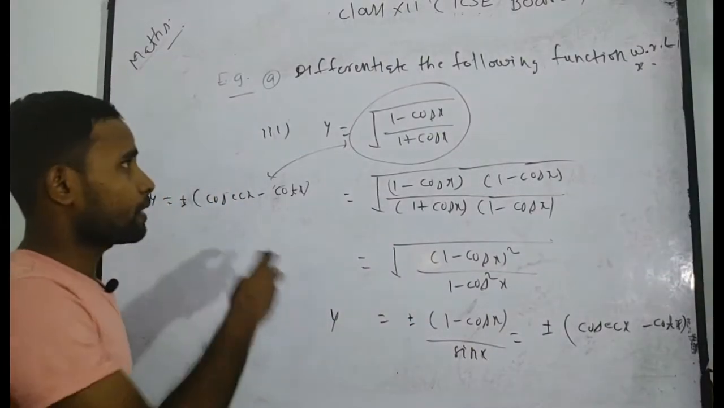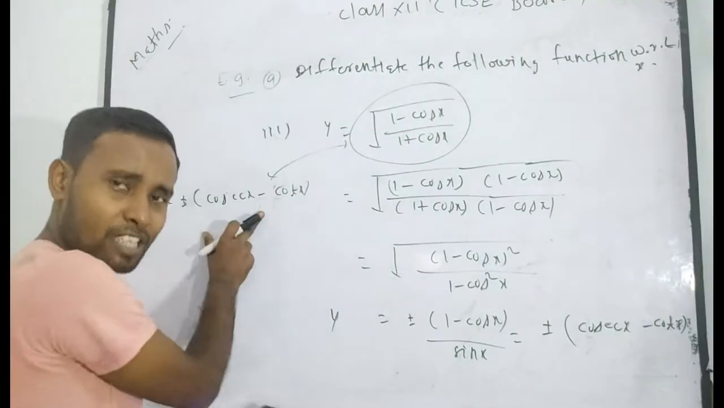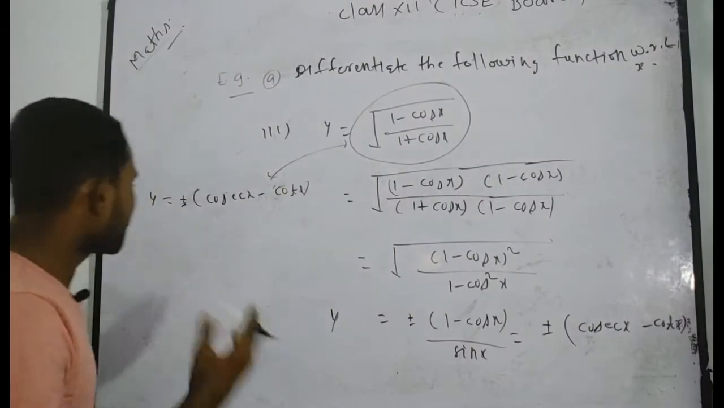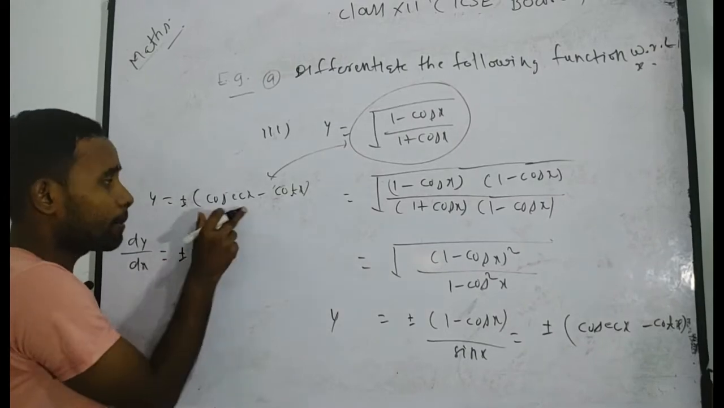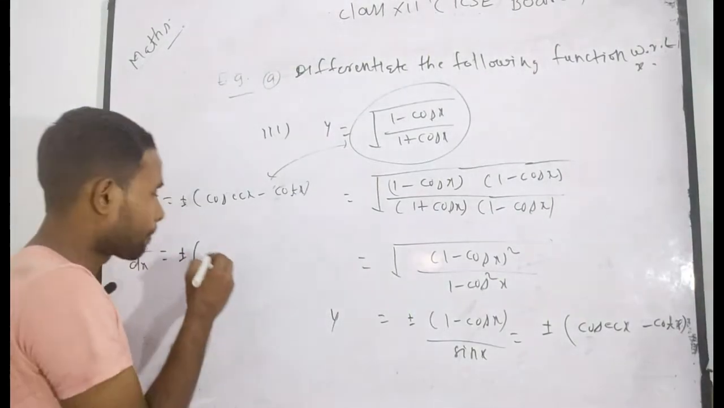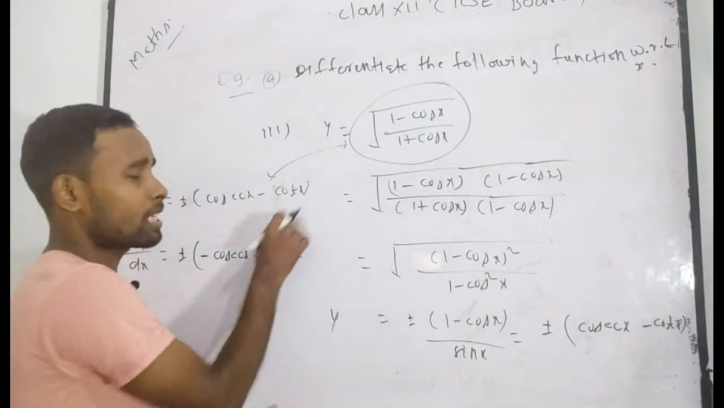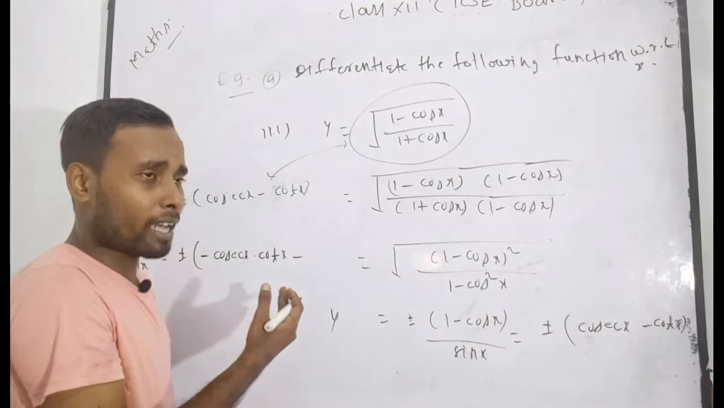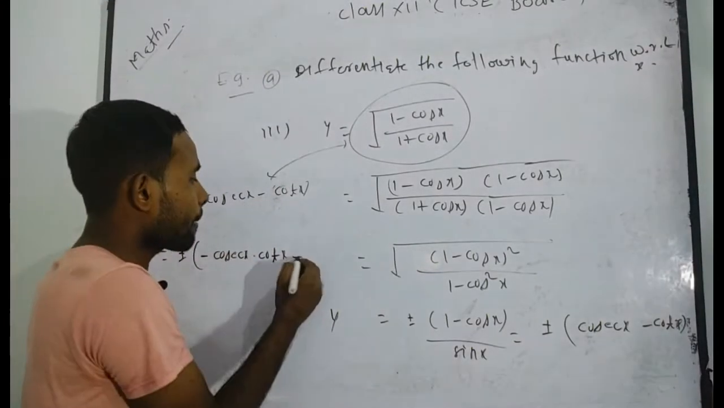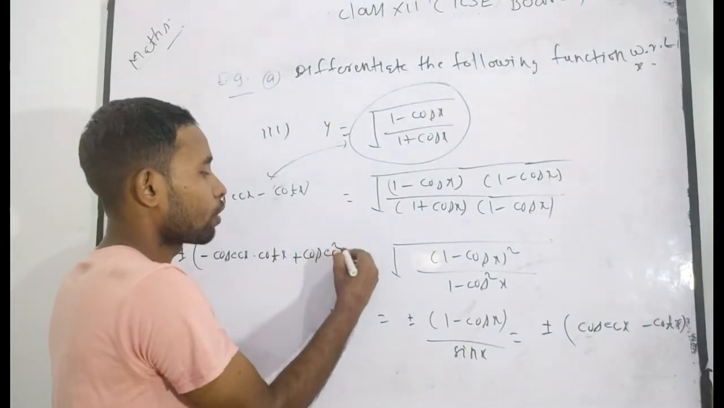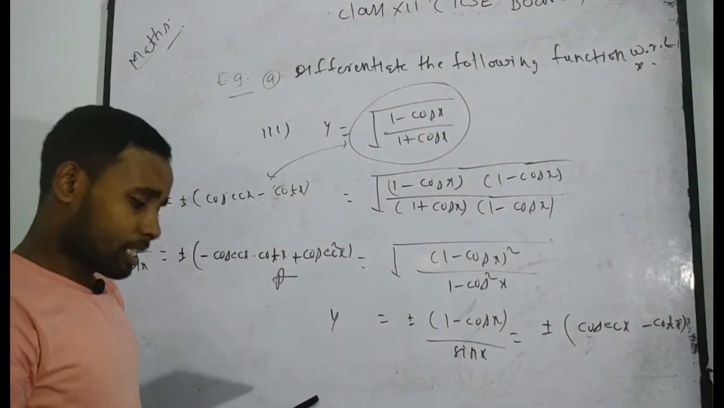Now, if you see here, you have got this function in place of the earlier one. So can you directly differentiate this function? Derivative of y with respect to x will be plus minus. Derivative of cosec x will be what? Minus cosec x into cot x. Minus derivative of cot x will be what? Minus cosec square x. So it will be minus plus cosec square x, which is your final answer. I think you understand.